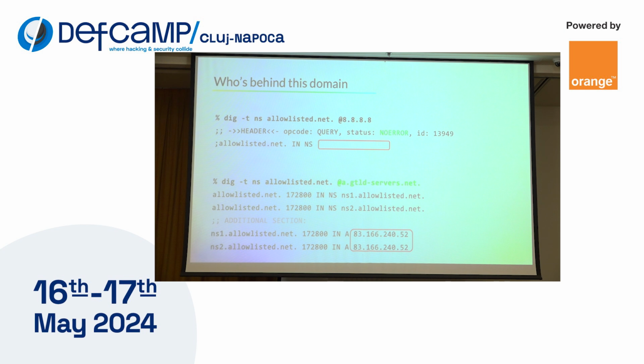Okay, so who's behind this domain? So we query for the name server for allowlisted.net. For example, we ask Google DNS, and we get nothing. No error, so this domain exists, but there is no data. When can it happen? For example, if the name server responsible for this domain is using, for example, geofencing. So it will respond to the queries only for clients from a specific country.